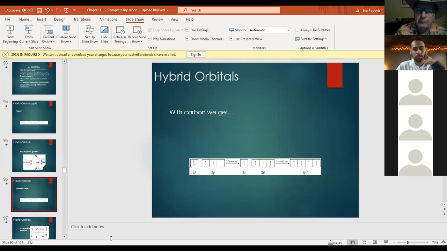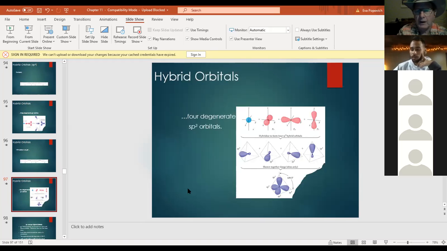For carbon, we promote 1 electron. We then can hybridize the s and all 3 p's to have 4 sp3 orbitals. And they will orient themselves such that we get a tetrahedron geometric shape.